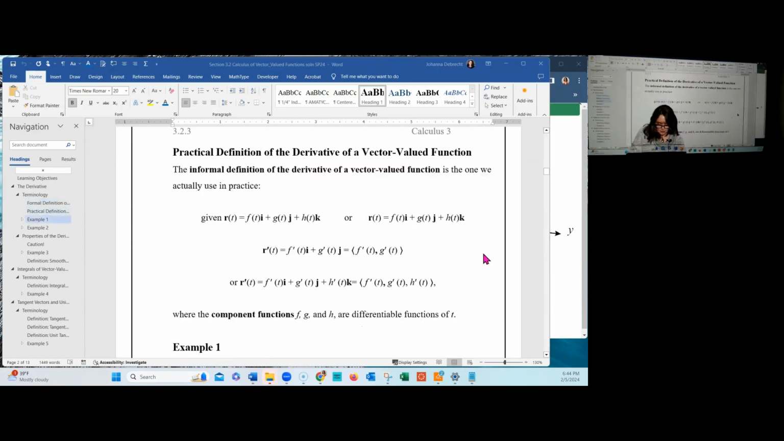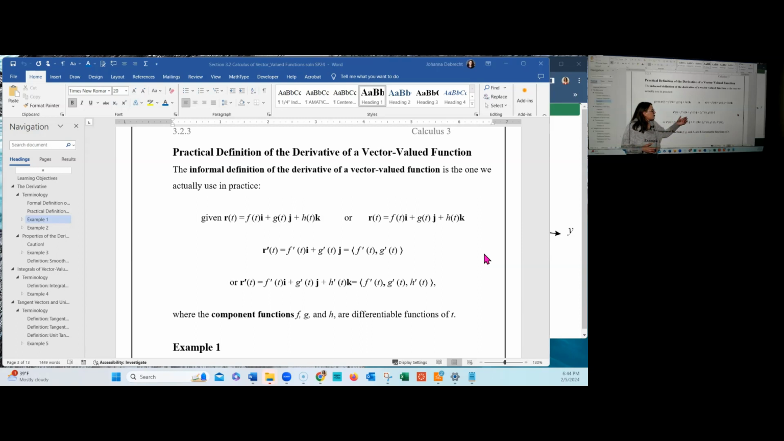Now that is the formal definition, but what's the practical definition? What do you really do when you want to find the derivative of a vector valued function r of t? Whether it is a function in 2 dimensions or 3 dimensions, remember that it consists of real valued functions multiplied by the unit vectors, i hat, j hat, and k hat. So in order to find the derivative of the vector valued function, we just take the derivative of those real valued functions still multiplied by the unit vectors.